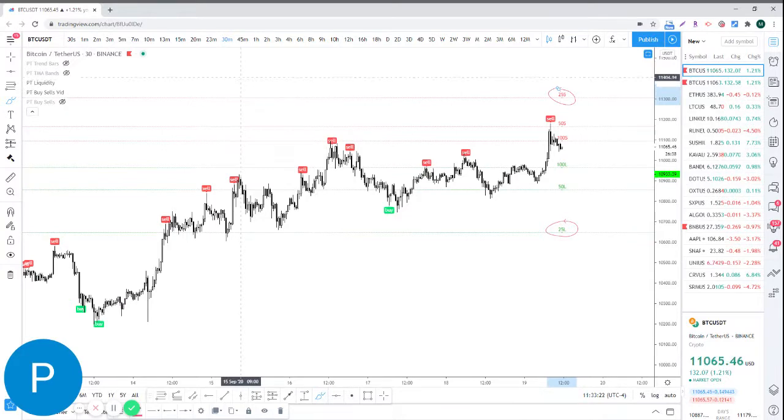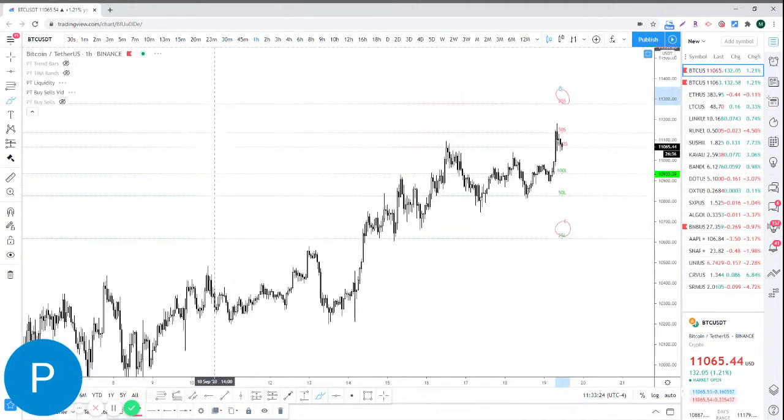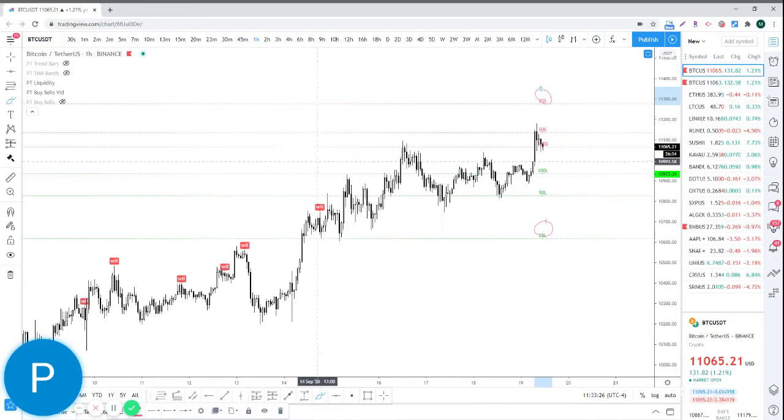My favorite time frame to use this is the 30-minute. The 1 hour works very well as well. It respects the levels very well, but it just takes a longer time for it to actually hit.